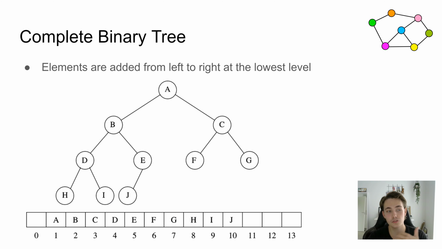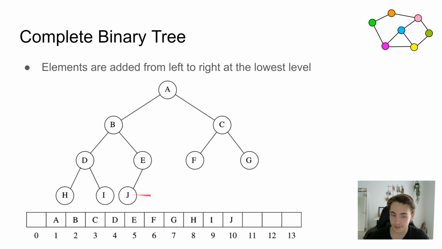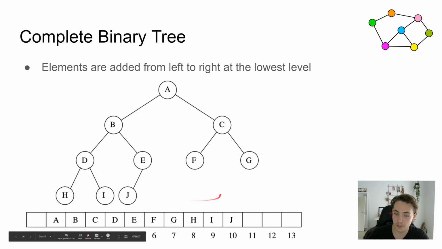So we're also going to use this complete binary tree, as we just talked about, where elements are just added from the left to the right at the lowest level. So we'll just fill in here at the bottom. The next element that will be inserted in this tree will be inserted here, and then the next element here, and then we just fill in from left to right.